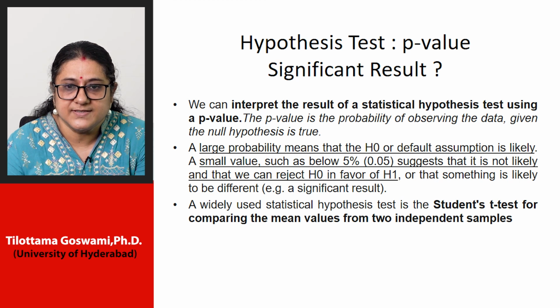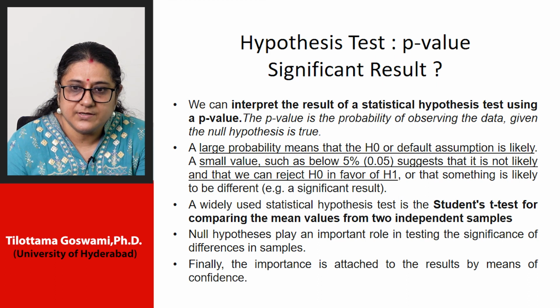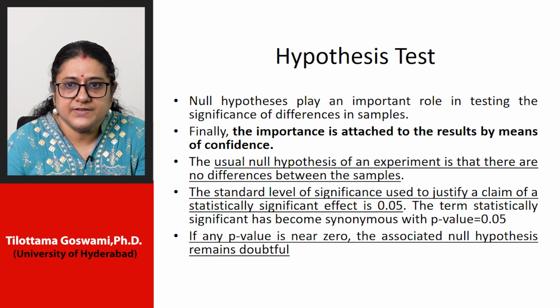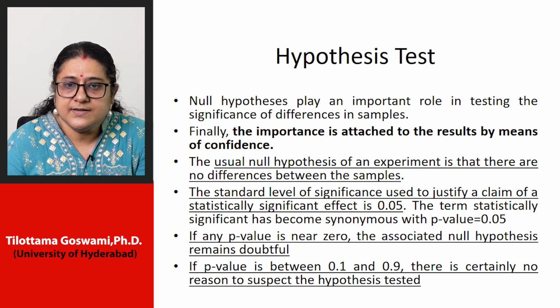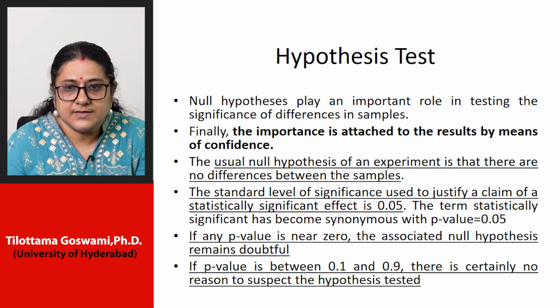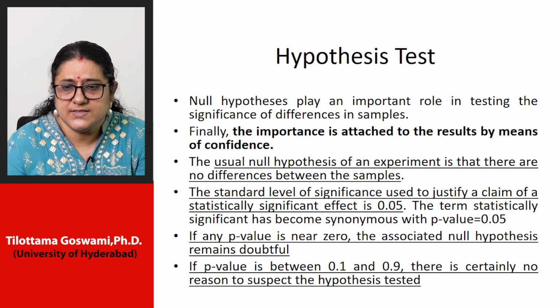Widely used statistical hypothesis tests such as Student's t-test are used for comparing the mean values from two independent samples. Thus we can see the null hypothesis plays a very important role in testing the significance of difference in samples. The usual null hypothesis of an experiment is that there are no differences between the samples. The standard level of significance used to claim a statistically significant effect is in general 0.05. So the p-value threshold is 0.05.